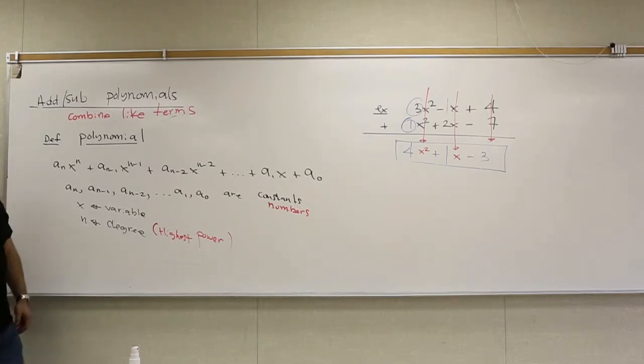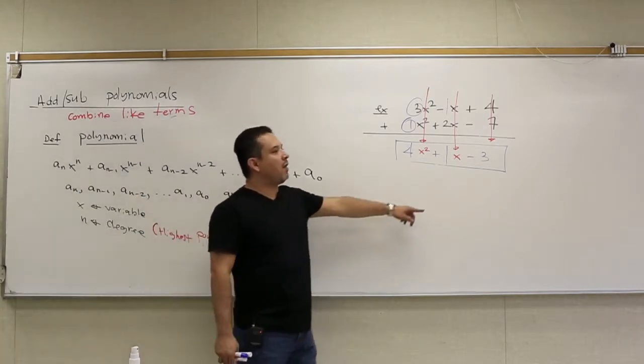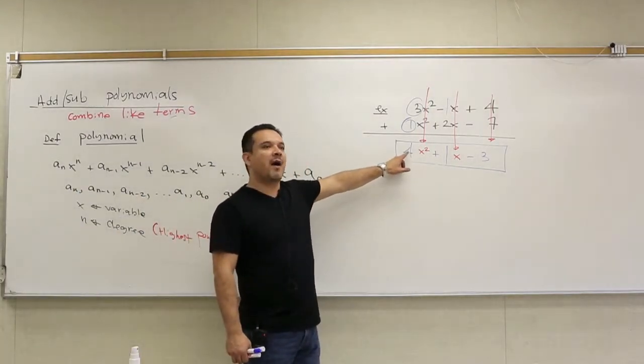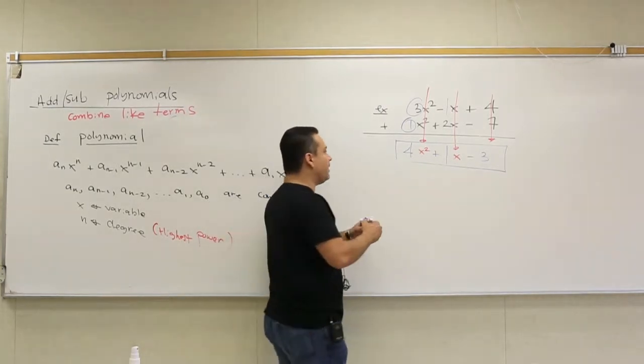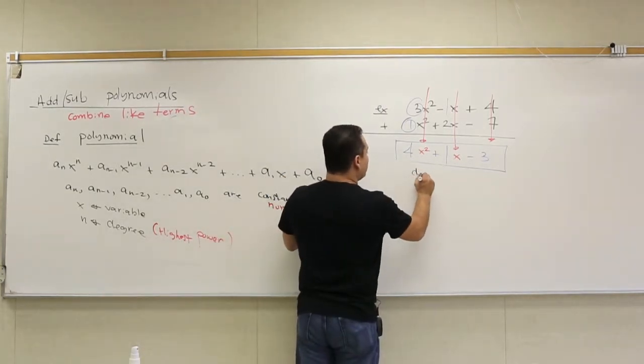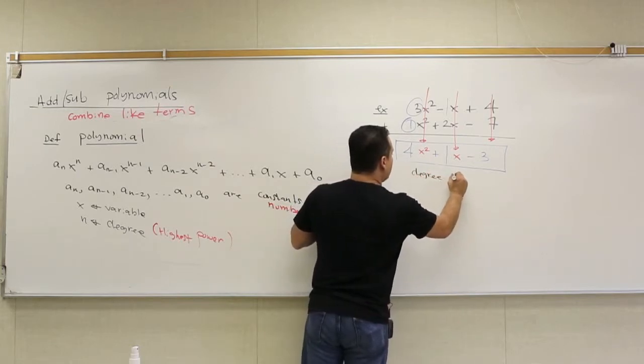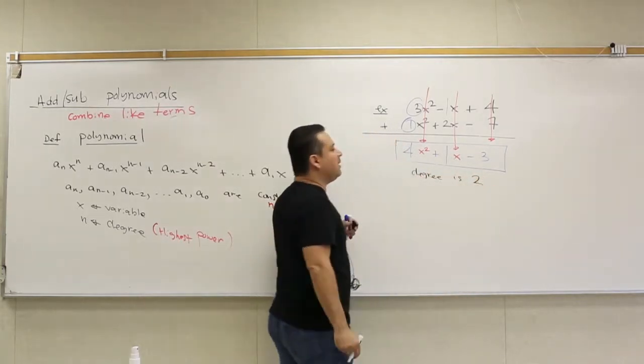Okay, what else do we want to say? Notice this. What's the degree of this polynomial here? What's the highest power? The second. Good. So what's the degree then? The degree is 2. Okay, the highest power is the degree.